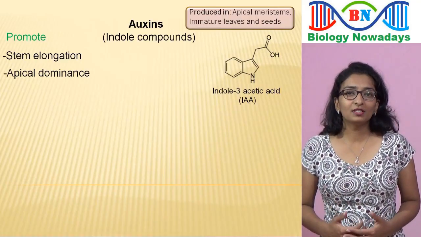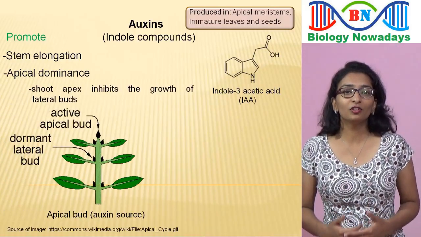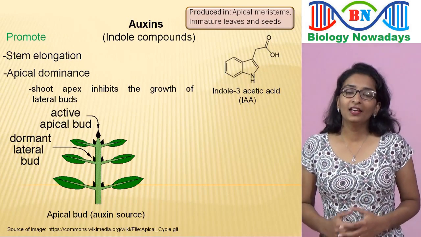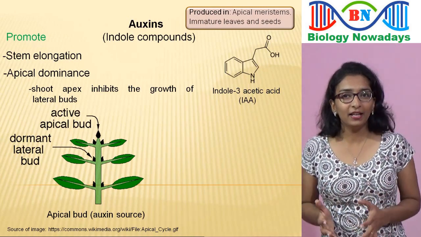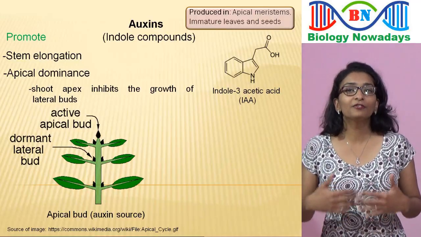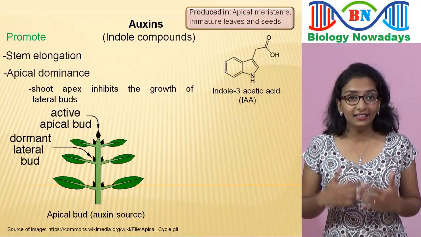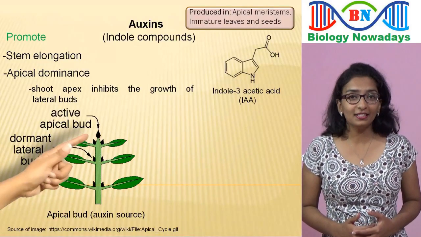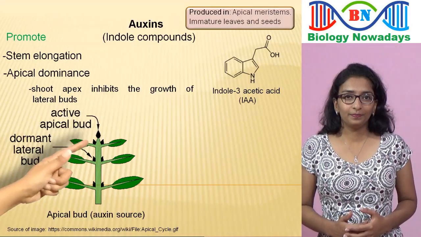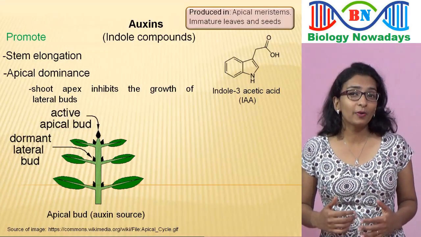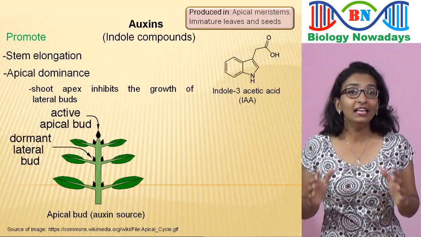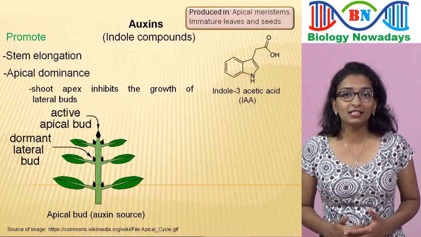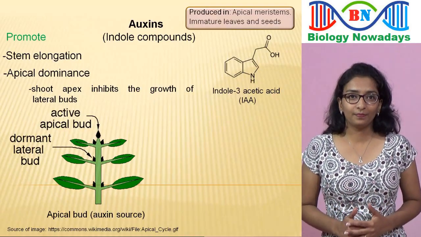Apical dominance occurs when the shoot apex inhibits the growth of lateral buds so that the plant may grow vertically. This kind of growth will help the plant to get more light to conduct photosynthesis. In this plant, there is an active apical bud, and it is in this bud that the auxins are produced. Even though auxins promote stem elongation, they inhibit the growth of the lateral buds. As a result, the lateral buds will not grow into side shoots.